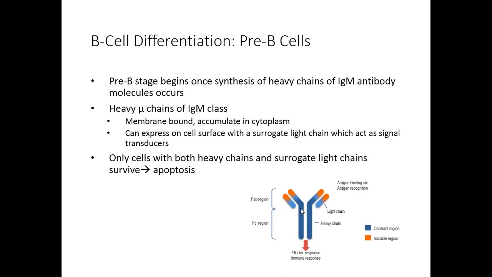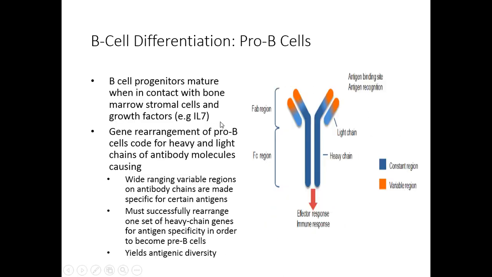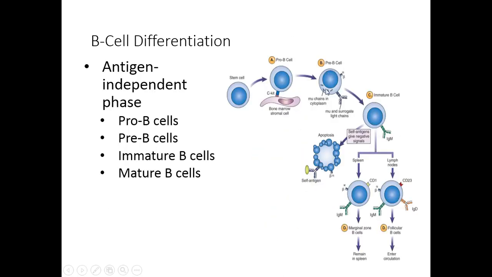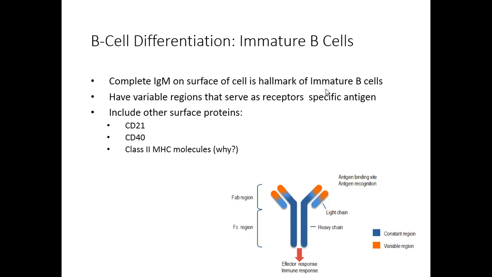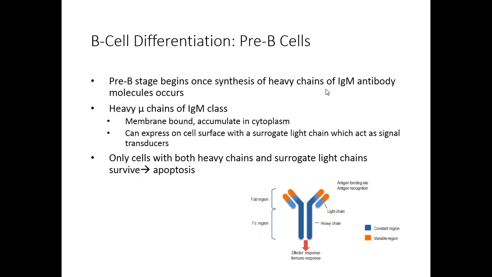The heavy mu chains will develop into what's called an IgM class. That's a really big, monstrous immunoglobulin that actually has 5 of these structures within one large molecule. We'll see that next week. The heavy mu chains are accumulating in the cytoplasm. We just saw this here. There they are, accumulating in the cytoplasm, and they're also membrane bound.